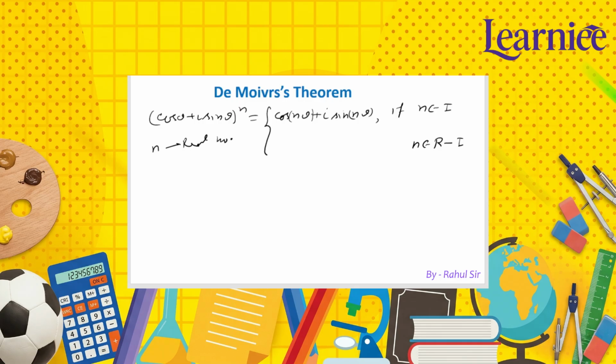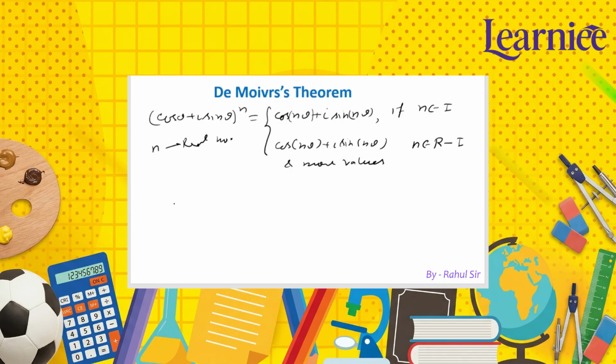If n is an integer, then we can directly say that the result is cos n theta plus i sin n theta. But if n is not an integer, all real numbers except integers, then one of the values is cos n theta plus i sin n theta, and there are other values as well. So if n is not an integer, one of the values is cos n theta plus i sin n theta, whereas if n is an integer, then the only value is cos n theta plus i sin n theta.